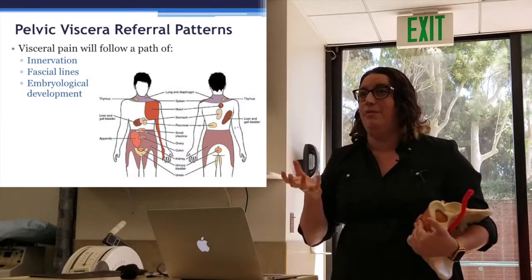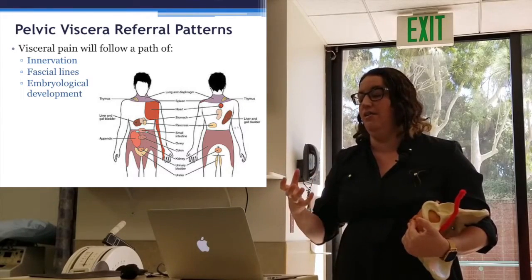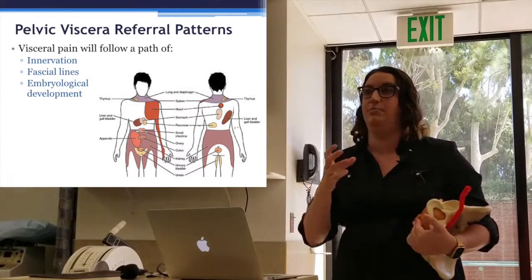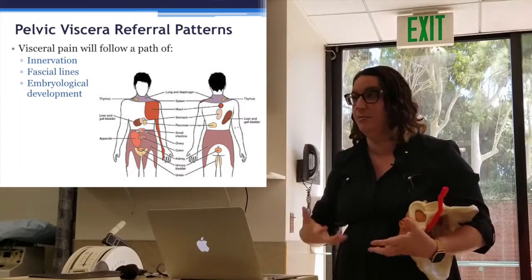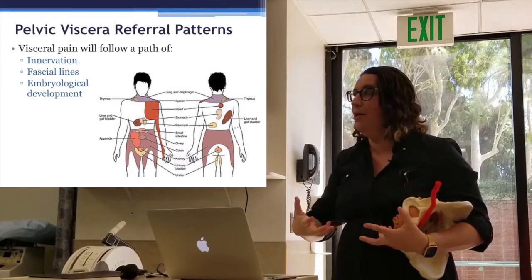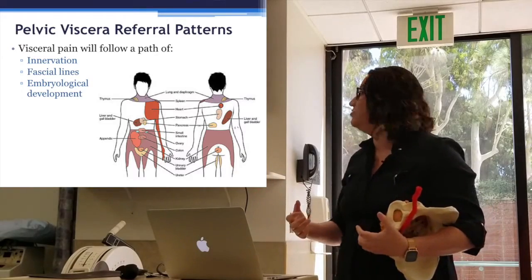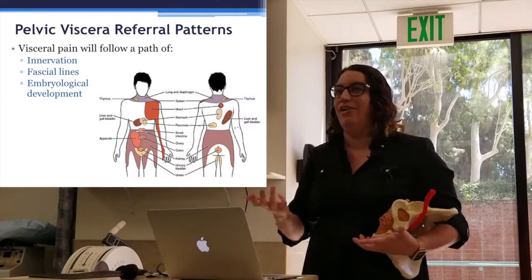Also realize that there might be fascial lines along which these organs are going to refer, partially because the fascia that supports them within the body cavity might have connections to the spine or to the pelvis or to other bony structures. And then lastly, embryological development.